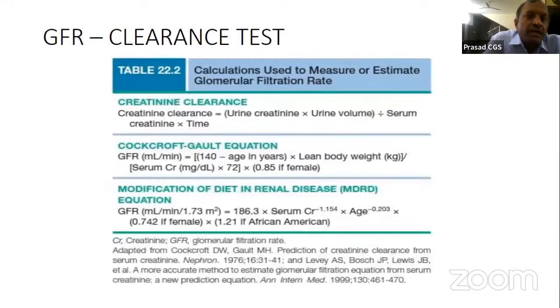The GFR is calculated by three methods. One is creatinine clearance. Creatinine clearance is equal to urine creatinine times volume of urine, divided by serum creatinine times time. This is one of the commonly used methods. The other method is the Cockcroft-Gault equation. And the other one is the modification of diet in renal disease, the MDRD equation. Normally, the serum creatinine is estimated, and later by using the MDRD equation, we calculate GFR.